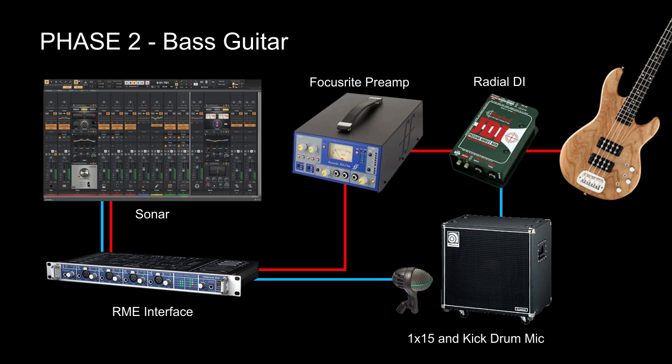I split the signal coming out of the bass. One goes to an amp that I record with a kick drum mic. The second is sent through a DI box and recorded on a second track. I mix both tracks together.